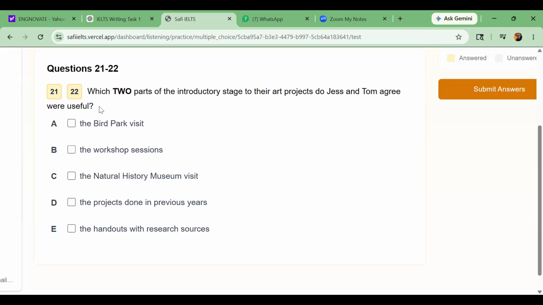So they have given us the option that which 2 parts of the introductory stage to their art project do Jess and Tom agree were useful. अब हमारे पास ऑप्शन जो है वो 5 है, लेकिन दोनों के साथ किसने, this is not about what if only one person agrees. अब ये एग्री कर रहे लेकिन Tom doesn't agree, so that option cannot be the right one. So the correct answer can be the one that both of them agree with. Okay, let me play the recording.